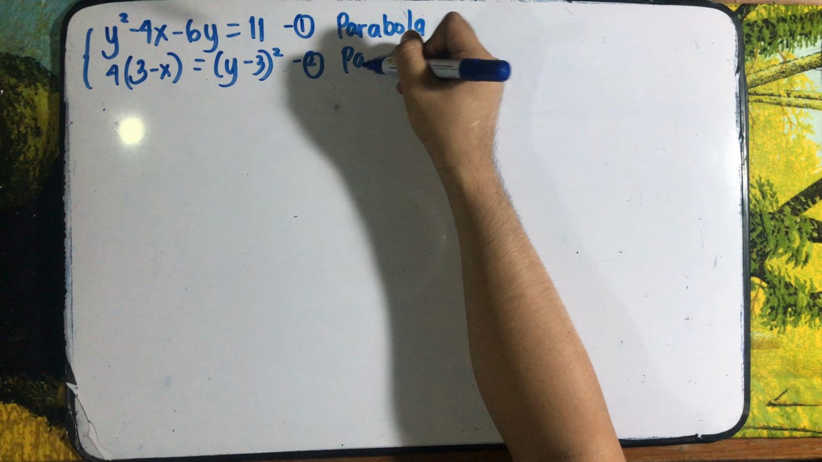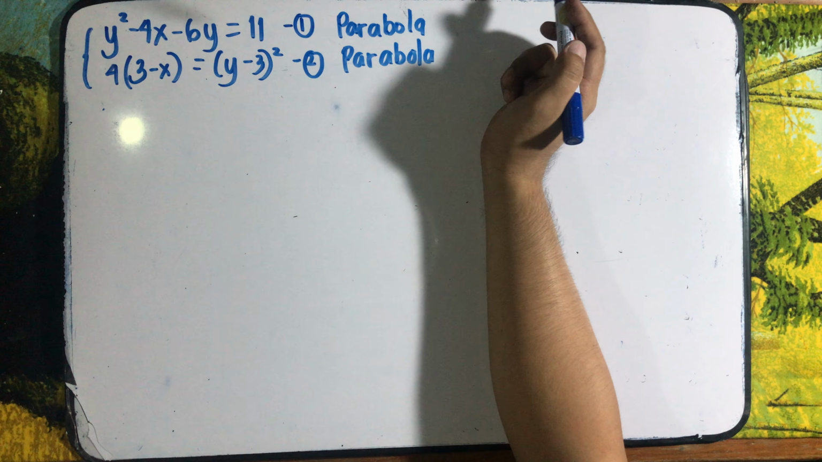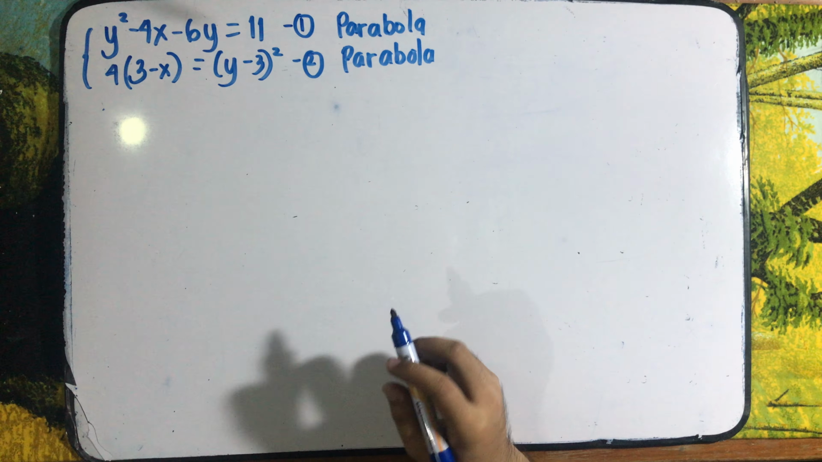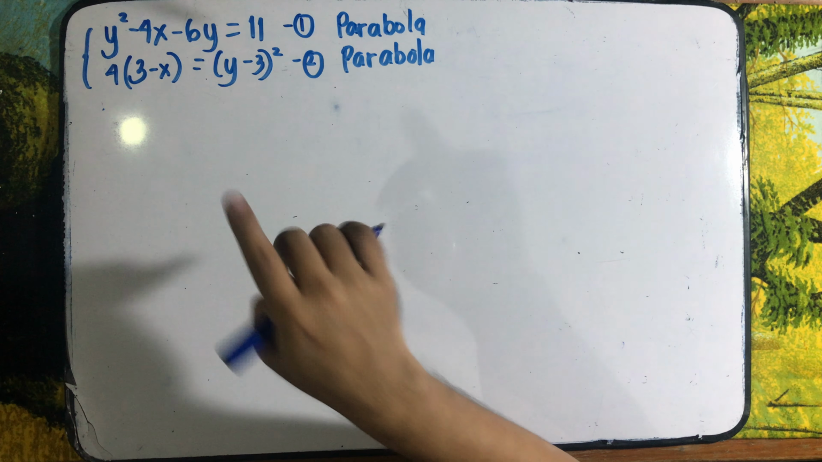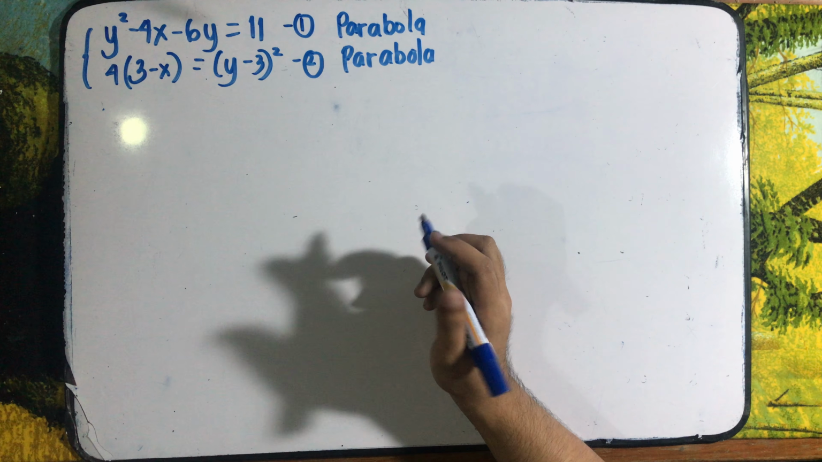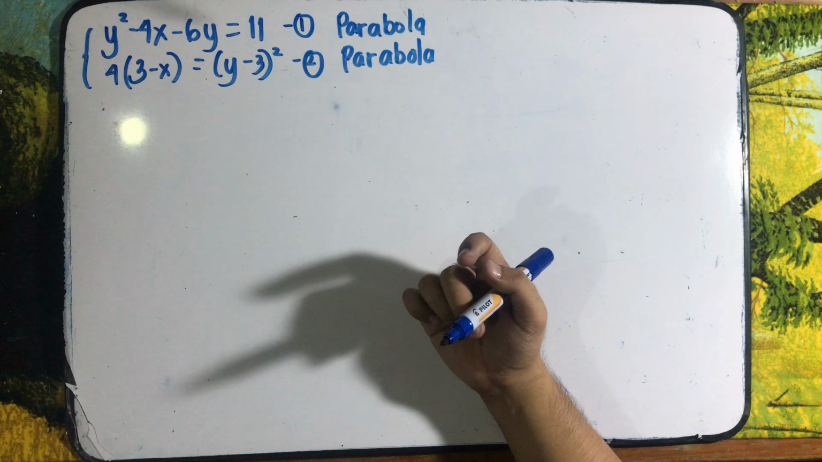Okay, they are both a parabola. Why are they both parabolas? Because only one variable, or only one term, is being squared, and in this case they both have the same variable, which is y, that is being squared in the equation.